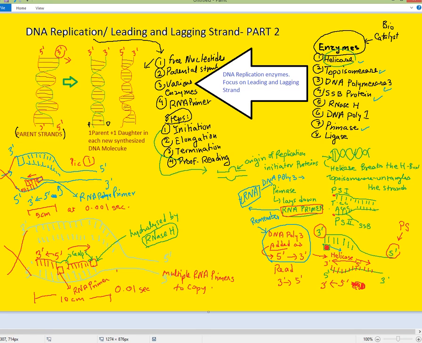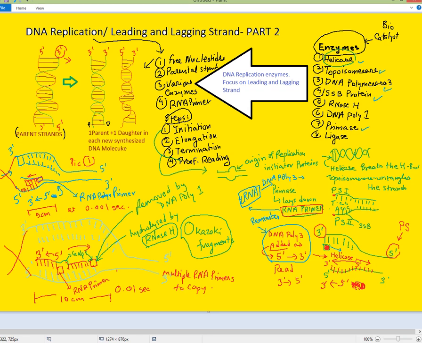And once they're hydrolyzed, they are removed by DNA polymerase 1. Okay, and that causes the gap. It's not a continuous strand, and I forgot to mention, these short, non-continuous segments are called Okazaki fragments. So Okazaki fragments are non-continuous, short fragments.